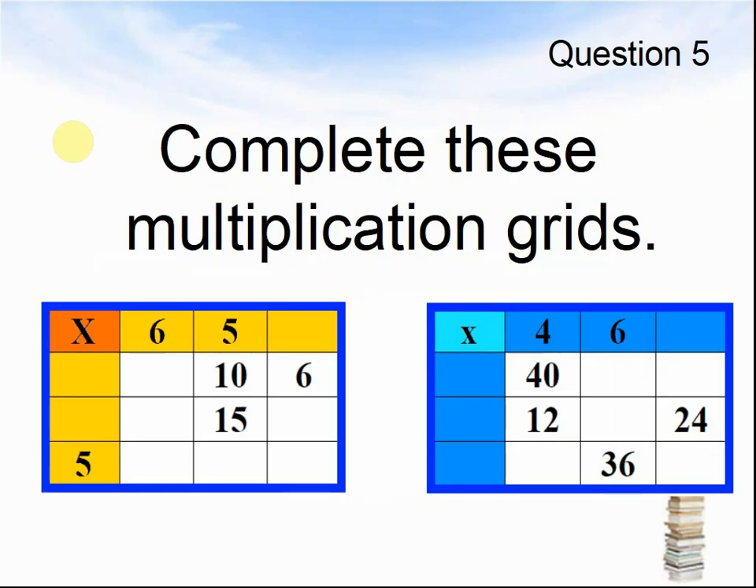Complete these multiplication grids. You have to work out what are the missing numbers. For example, 5 times something makes 10. 5 times something makes 15. Pause the video and work out what the answers are. Here comes question 6.